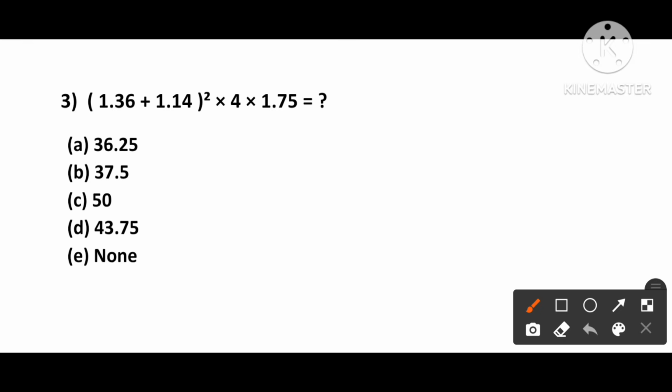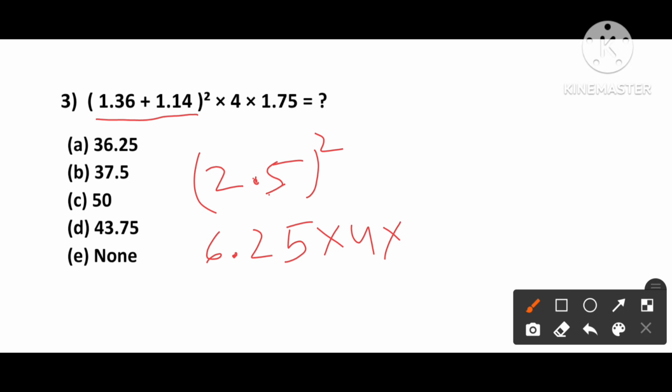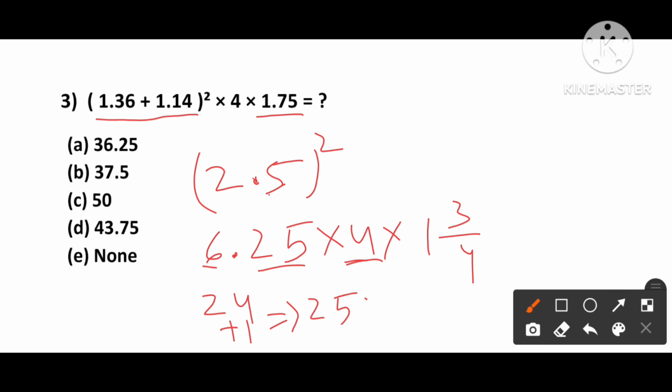Let's solve this one. 1.36 plus 1.14 means 2.5 whole square. 2.5 whole square, which will be 625. Due to the point in between, we place it after 2 places. Okay, into 4 times into 1.75. We can write this as 1 3 by 4. So 6 4 times, which will be 24. 0.25 into 4 times, which will be 1. So 24 plus 1, which will be 25. 25 into 4 1 times 4 plus 3, 7 by 4.